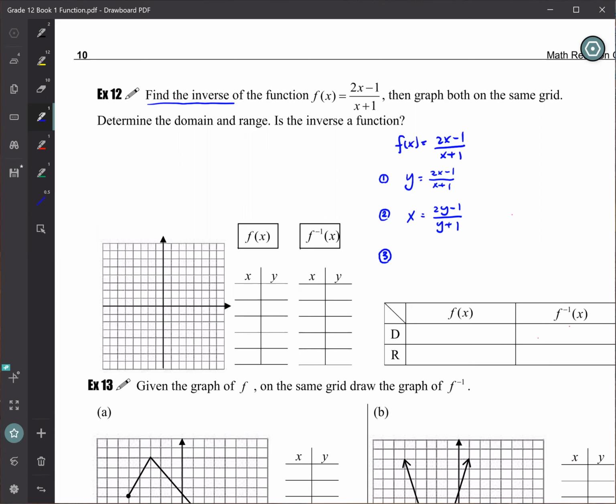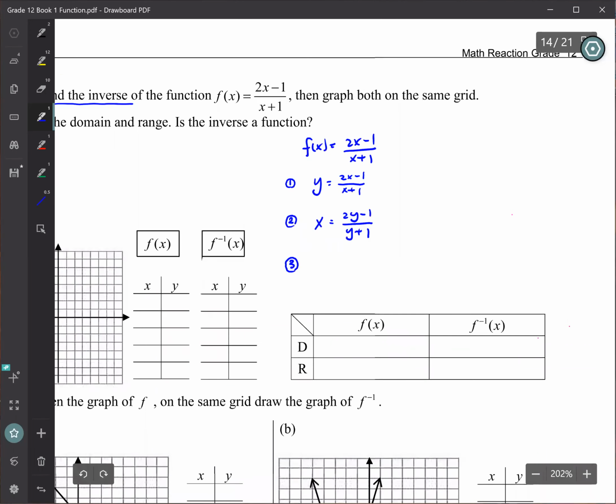Isolate y. Yes, okay. We want to isolate the y because right now it looks very weird. This is inverse. And this one, we need to isolate y to get the proper one. So the steps to isolate y, has anybody got it? It will take more than one step, okay? I'm gonna do step 3 on the side.